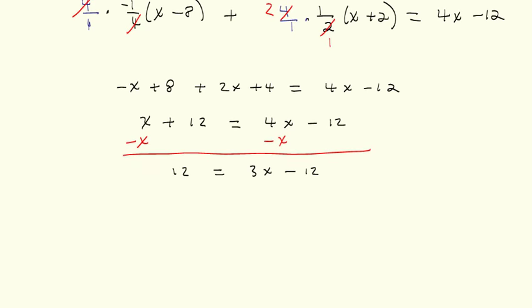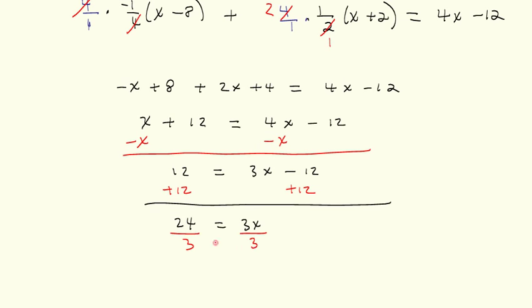And then we add 12 to both sides so that we get the 3x by itself. So we have 24 is equal to 3x. And then we divide both sides by 3, which gives us 8 is equal to x, which is the solution.